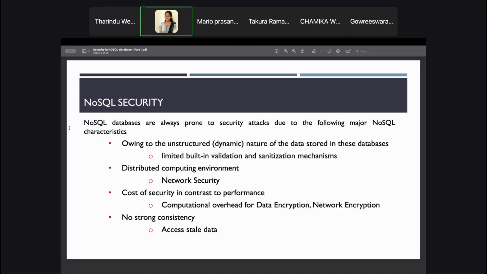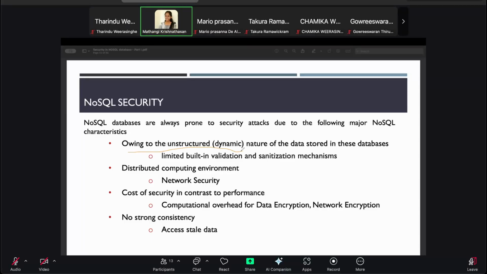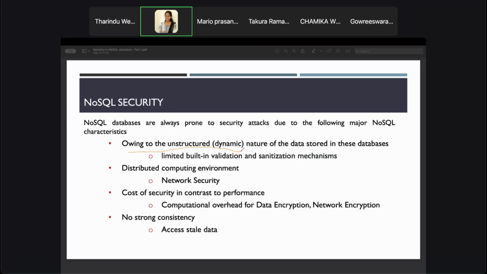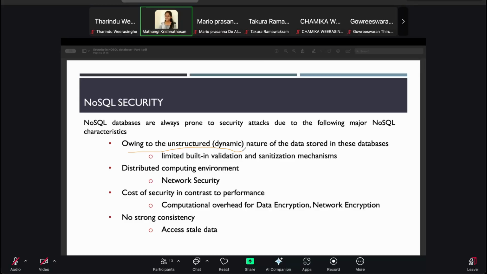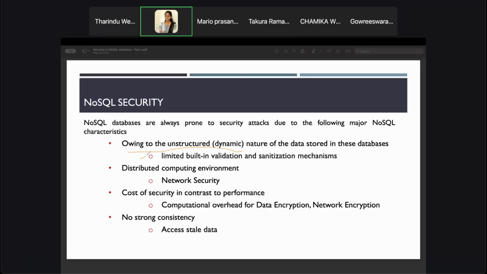First one is unstructured data. When you have unstructured data, that means you don't know what you will get. With a relational database, we know what we will get. But when it comes to NoSQL data, we don't know what we will get. So if you don't know what data you will get, validating and sanitizing that data is difficult. That is one of the issues caused by this dynamic nature.